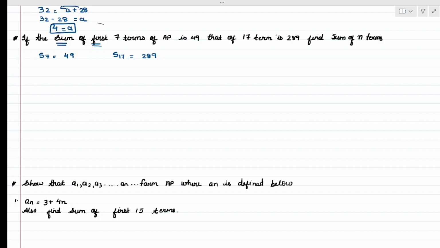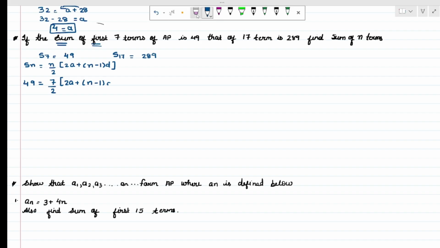So first of all, we will find out A and D. How will you find it out? For S7, write down the formula: Sn equals n upon 2 times (2A plus (n minus 1) D). For n, you will take your S7. What is your S7? It's 49. So 49 will be equal to 7 upon 2 times (2A plus (n minus 1) D). Here n means 7, so instead of n, write down 7.